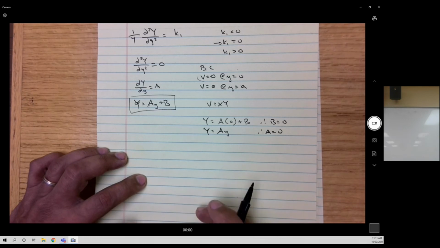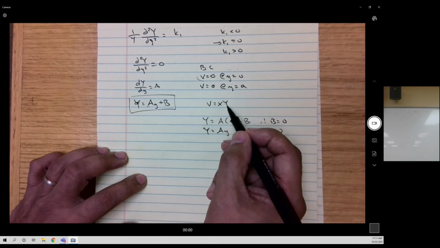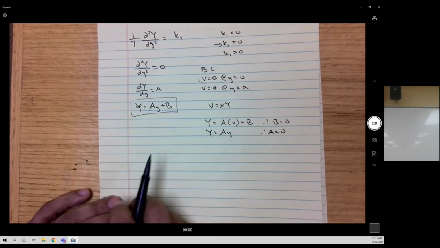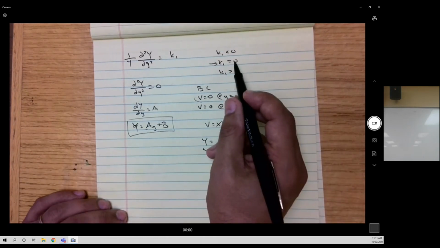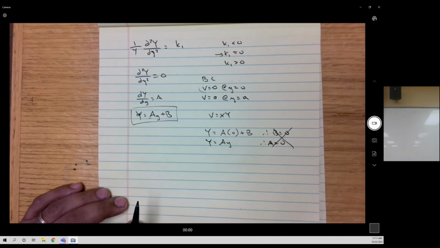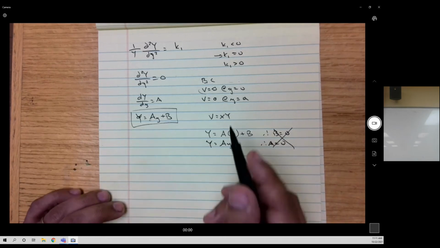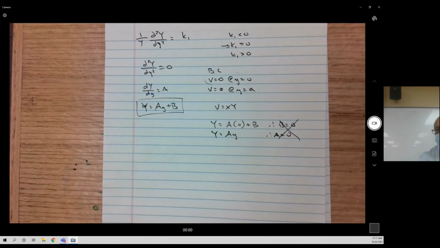Okay, so that means that y equals nothing, I don't have any function y. And if this is nothing, then I don't have any electric potential. So this cannot be my solution. K cannot be 0 because then y wouldn't exist, and that would make no sense. Okay? It's tricky. So from all these three solutions, I just discard the first one.